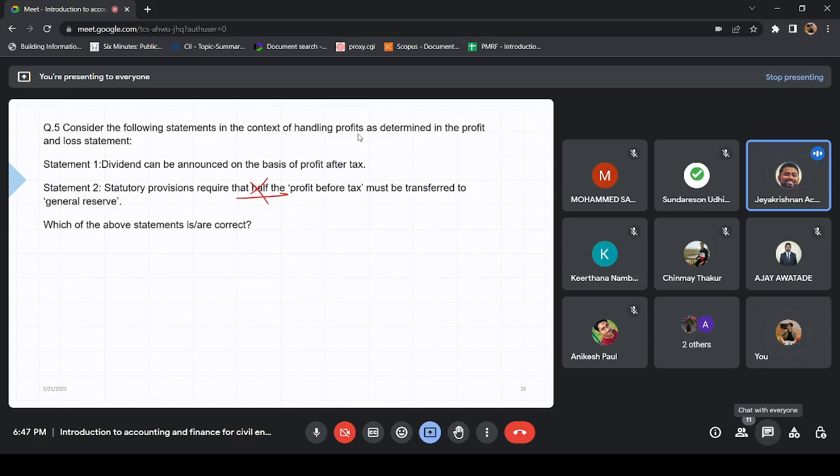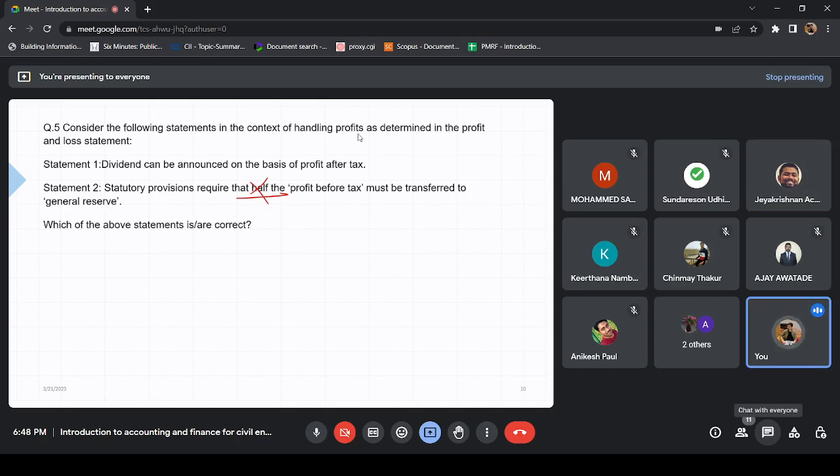Because dividend is given to the shareholders, you cannot transfer the tax burden onto them. So the tax expense has to be subtracted before you distribute to shareholders. Ideally, you should be doing that.